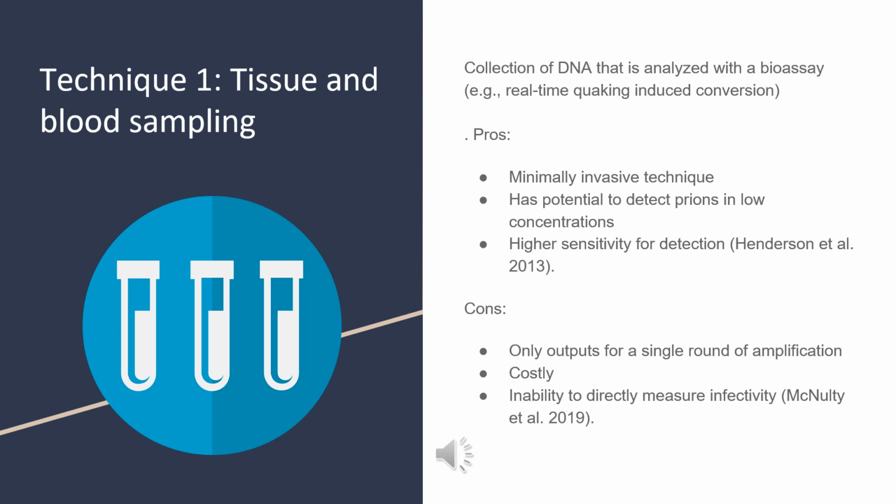One con with this technique is that it only amplifies for a single round of DNA. Henderson et al. explains that since these prions are found in such low concentrations, they may require multiple rounds of amplification, leading to a large amount of work.